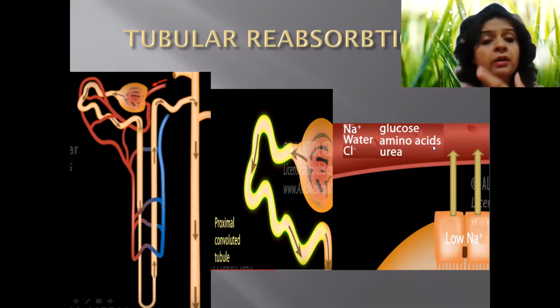Along with that, the process of circulation will also occur. The process of respiration will also occur. They'll give oxygen to the PCT because उसमें भी cells हैं. That is why these arteries change into vein once they give the oxygen to the nephron. So here you can see there is the absorption of sodium, water, chloride, glucose, amino acid, and urea.